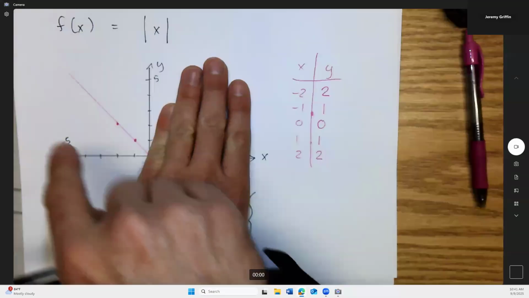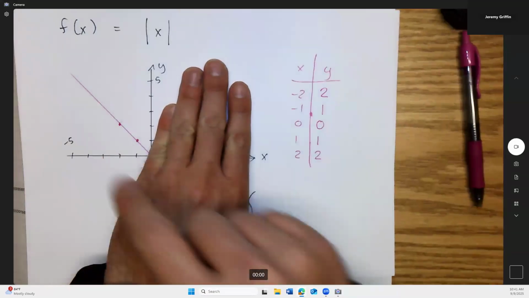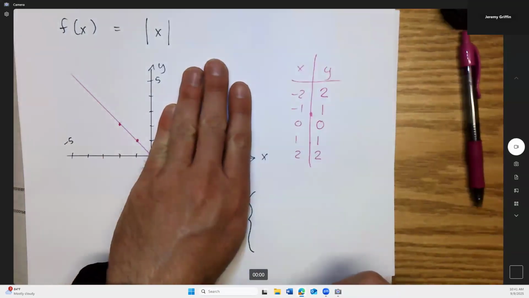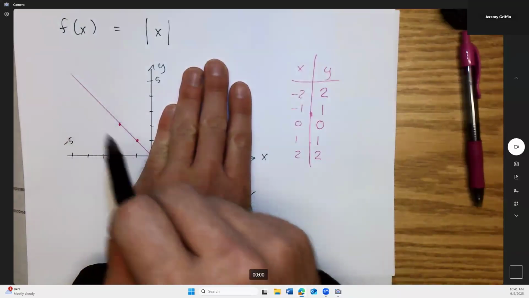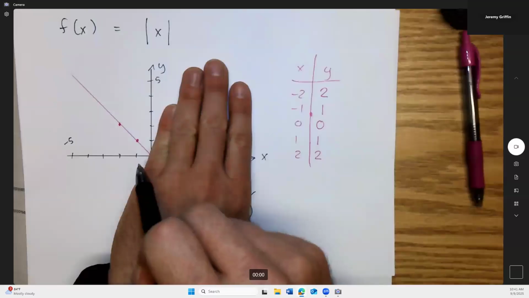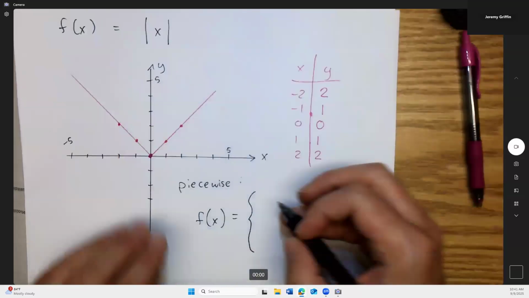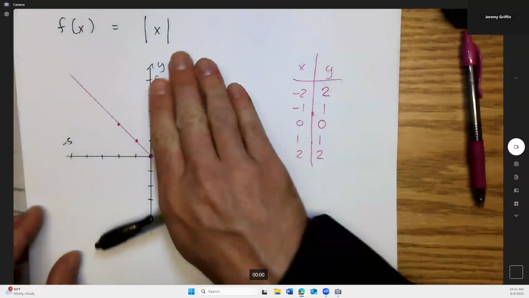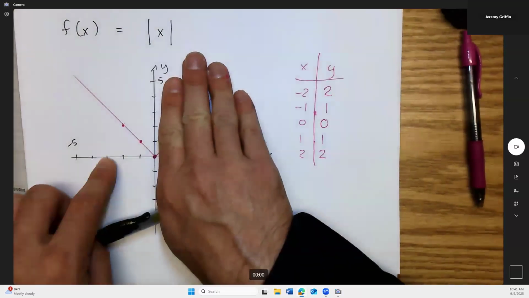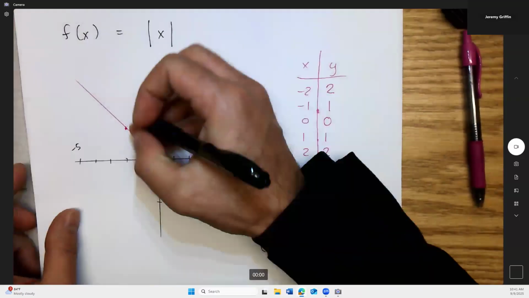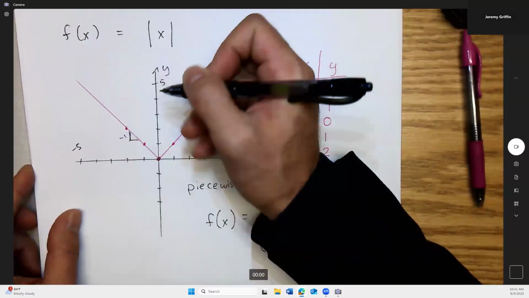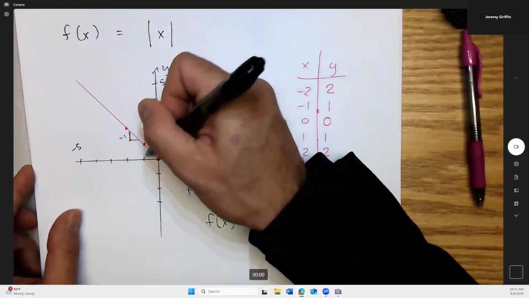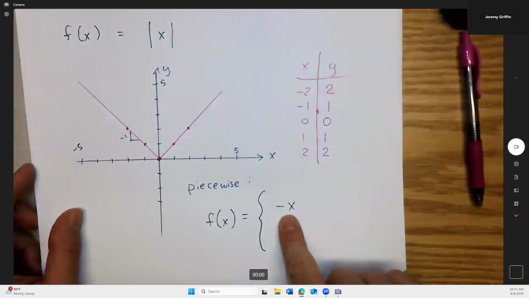Guys, what's the equation of just that part of the graph? Does anybody know this equation? y equals negative x. Yeah, negative x. Guys, isn't this like y equals mx plus b? But the plus b is just 0. And what's the slope right here? It's negative 1, right? Isn't the slope down 1 over 1? So it's just negative x.